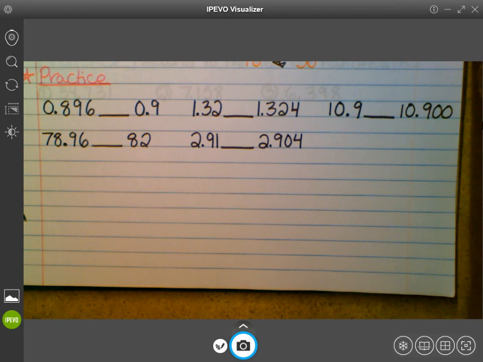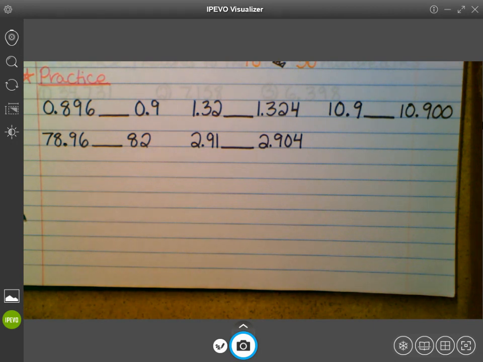Ready to rock. All right, so 5th grade, let's take a look at these. If you're reading a book, please put it to the side. If you're working on something else, please put it to the side. I want you paying attention for this because your homework is going to be all about comparing and ordering decimals.